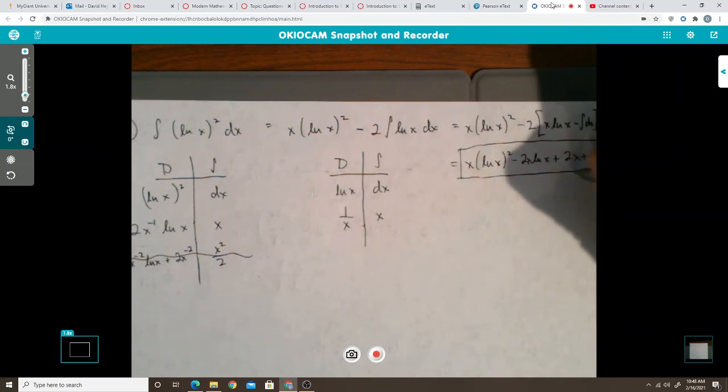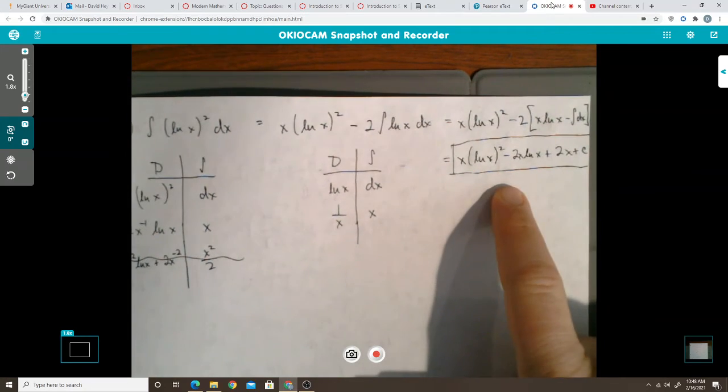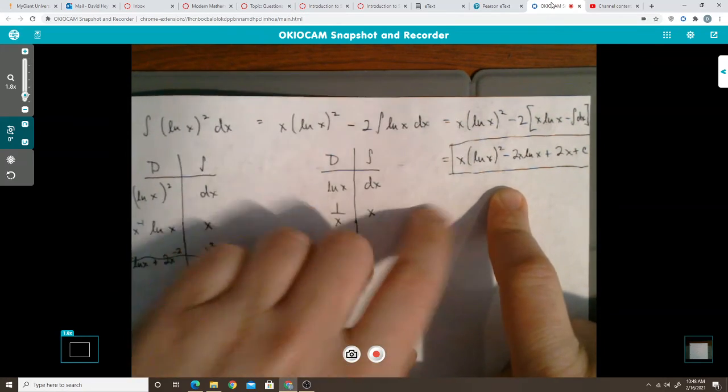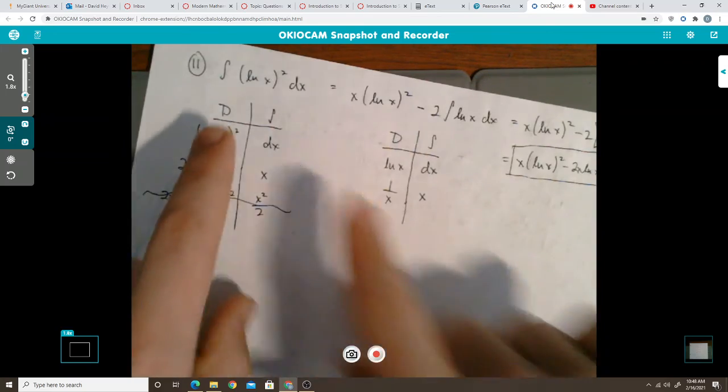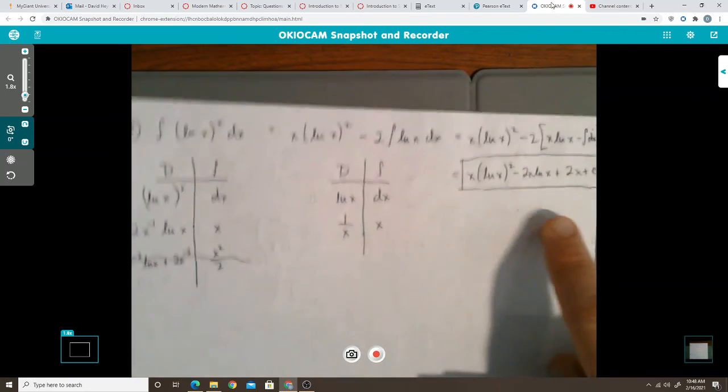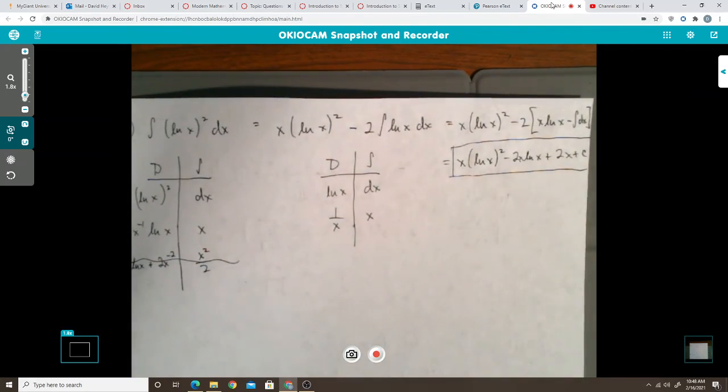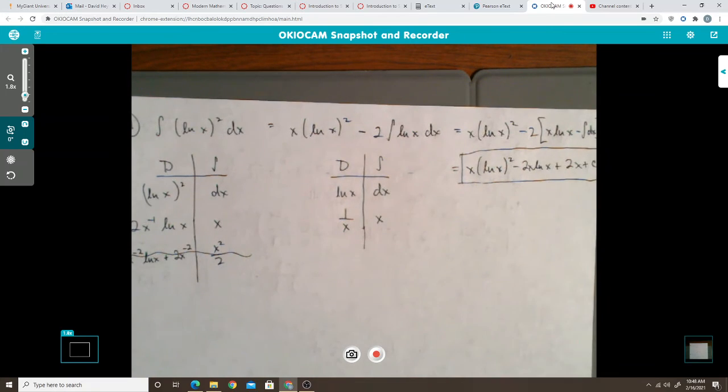And that's that. This one is a fun one to differentiate. You can differentiate this and see that you end up back here at ln of x squared. It does work. You get a lot of cancellations, obviously, so it's kind of nice.